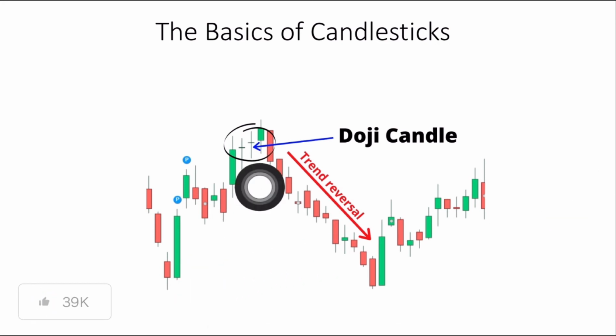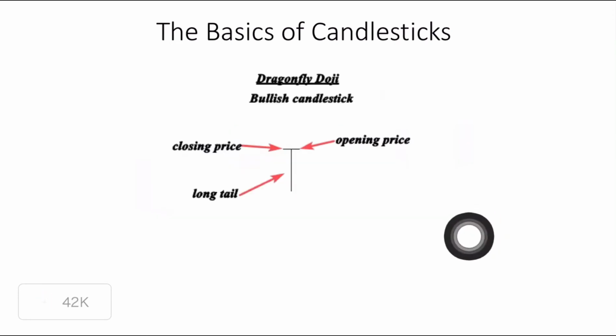So if this has been an uptrend, it will go. Then this candlestick appears, which is called a Doji. Then there will be a reversal to the downtrend. So the market will be coming down after the formation of that candle. And if that candle forms on a downtrend, so let's move on to the dragonfly Doji.